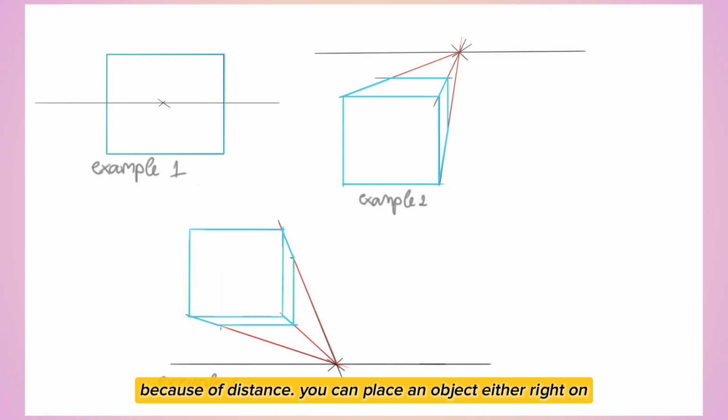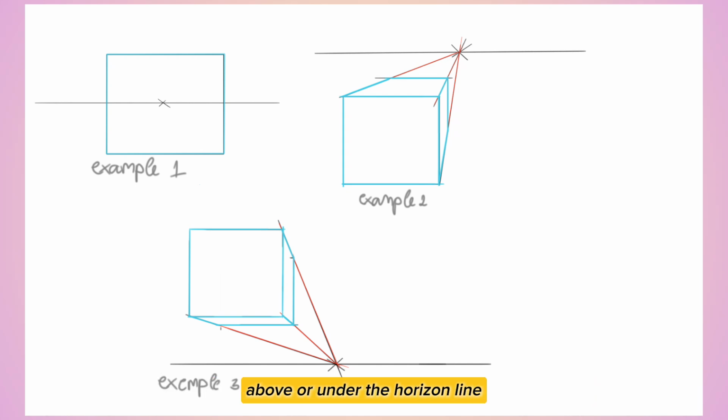You can place an object either right on, above, or under the horizon line. This will get you different results as in the examples shown.